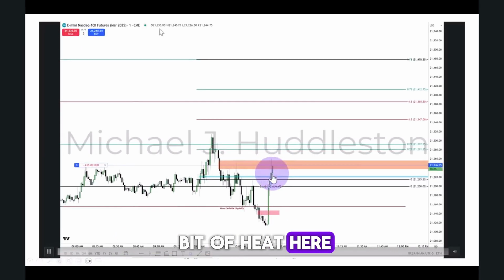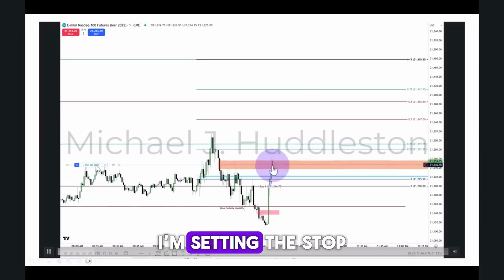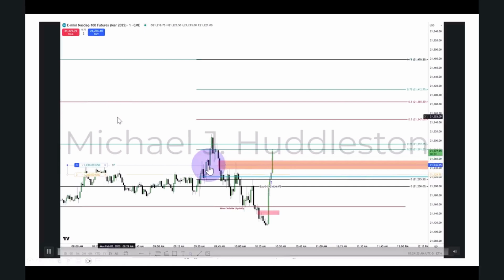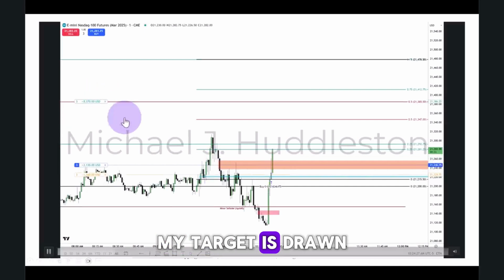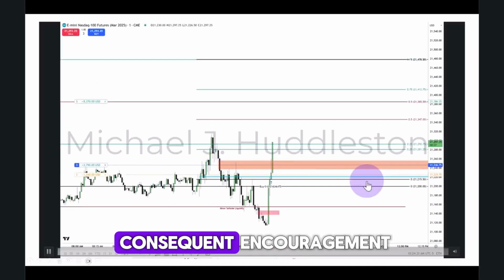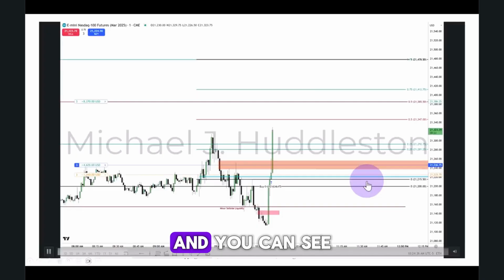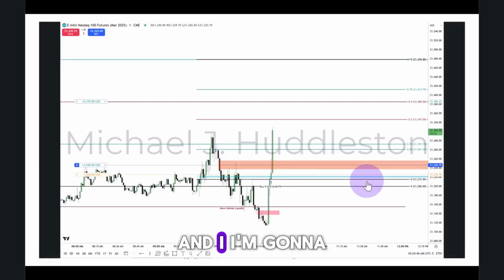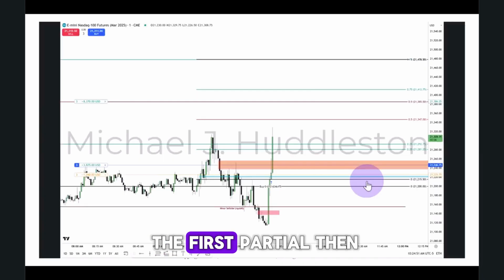I have a little bit of heat here. Now, as soon as we get there, I'm setting the stop loss. See? There you go. So my target is drawn to new week opening gap, consequent encroachment. And you can see how that delivered. And I'm going to take you up to the first partial.